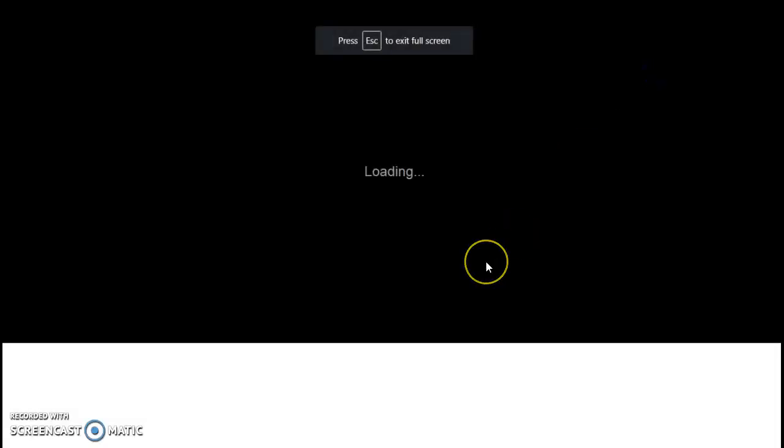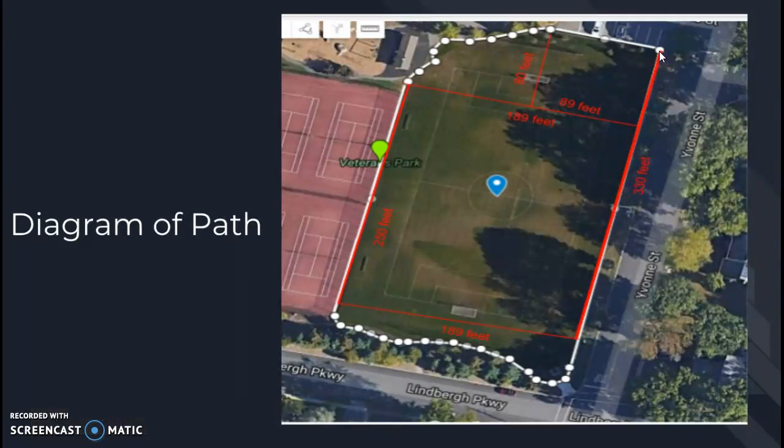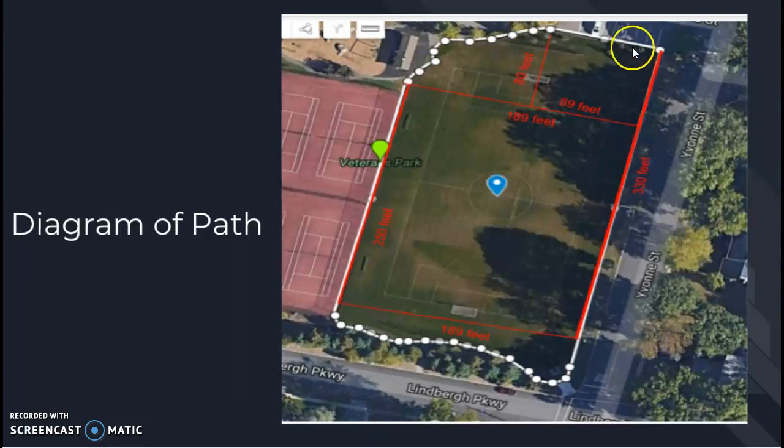So this is an outline of my path, and I did some of the dimensions. I measured out using Google Maps that from this point, about a little past the soccer goal, specifically this trash can, to the edge of the sidewalk was 330 feet, and then I measured from that last point up until about where the curved sidewalk started, which was 89 feet. And then I measured from the straight edge of this sidewalk here to the end of the fence of the tennis court, which was 250 feet.